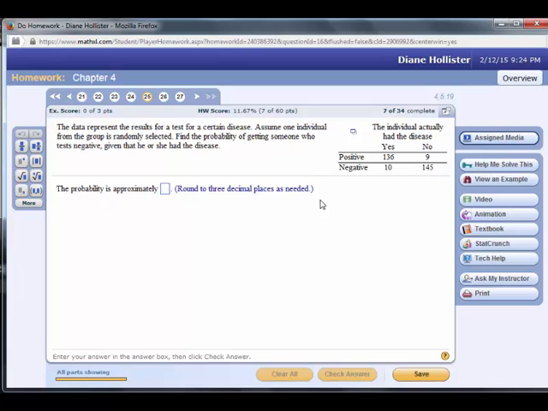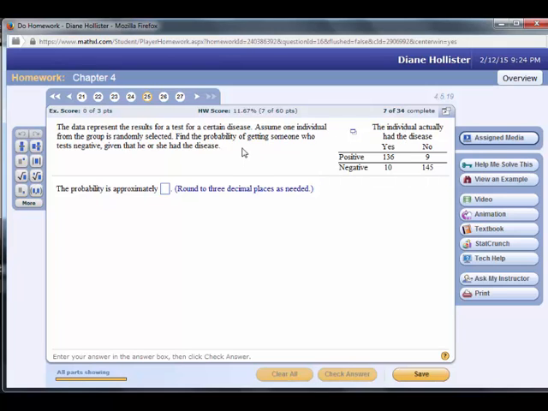Now, this particular problem is one where we have a given condition. You need to be careful when you read this problem because it's 2 different things. If I ask you, for example, what's the probability that a person tests negative, and that's all I said, you would simply add all these up, get 300, and then say how many tested negative? 155 out of 300. I could ask you how many had the disease? 146 out of 300. Keep in mind, of course, you should definitely reduce those fractions.